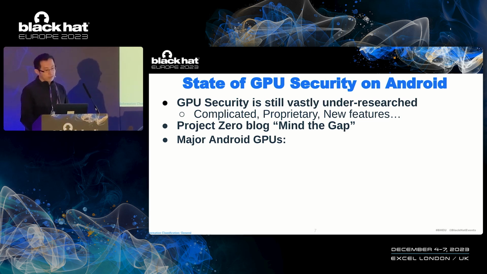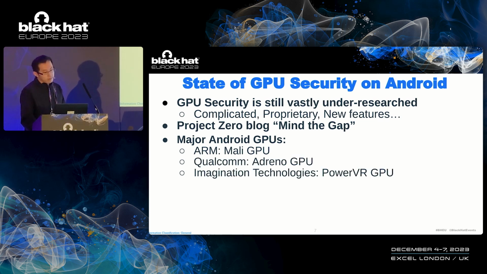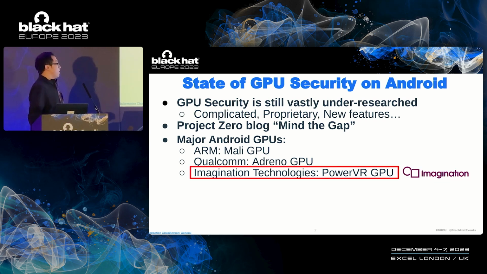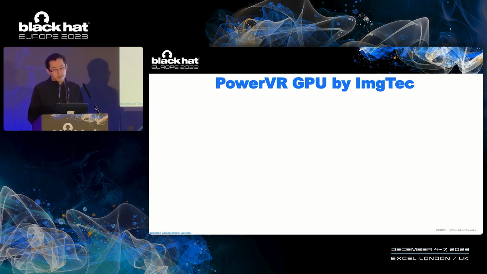There are three major Android GPU vendors in the ecosystem: the Mali GPU by ARM, the Adreno GPU by Qualcomm, and the PowerVR GPU by Imagination Technologies. Besides that, other GPUs such as the Eclipse GPU can be found in very specific chipsets. Today we're going to focus on the PowerVR GPU by Imagination Technologies, and you probably know Imagination is a British semiconductor and software company based here in London.